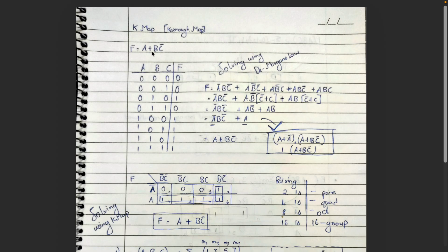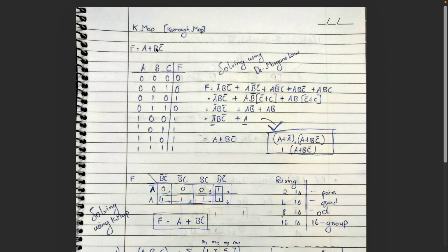Here you have F equals A plus BC bar. Now we'll write the simple truth table for it. So we write down the values for A, B, C, that is for 3 bits. You will get 0, 0, 0, 0, 1, 1, 1, or you can write like this also. So now we write the value of F.